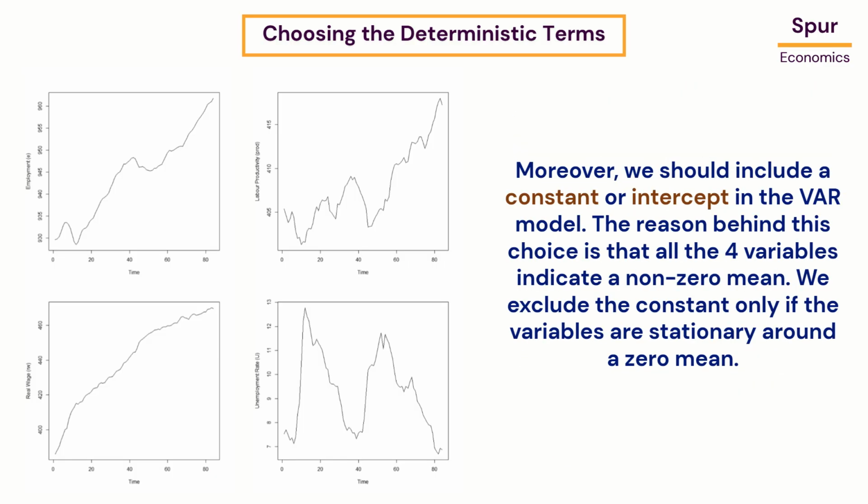Moreover, we should include a constant or intercept in the VAR model. The reason behind this choice is that all the 4 variables indicate a non-zero mean. We exclude the constant only if the variables are stationary around a zero mean.